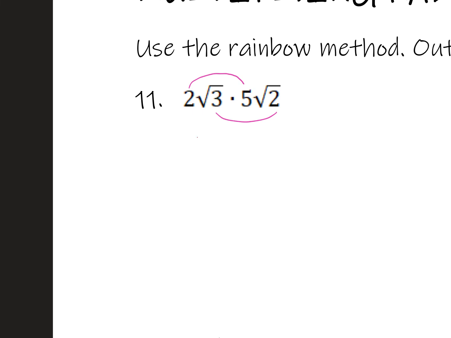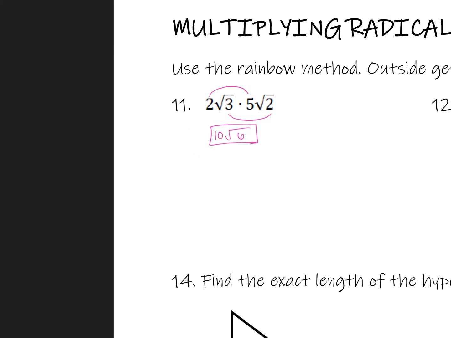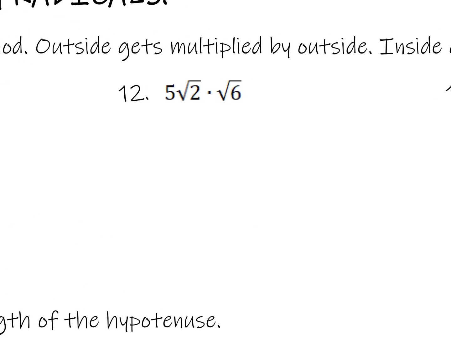So 2 times 5 is 10. Then I draw my radical sign. 3 times 2 is 6. And that's it. So then here, 5 times, oh, your imaginary 1's here, and 2 times 6. So I get 5 radical 12.